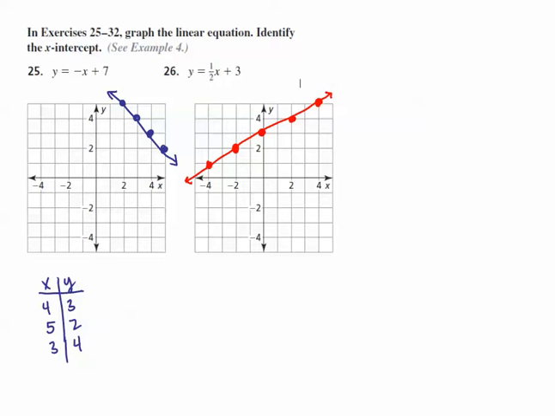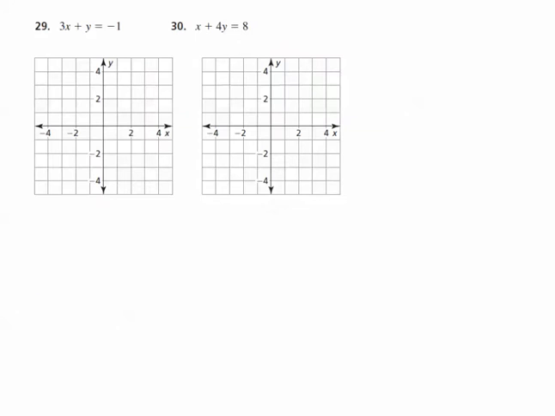All right, so how do we graph an equation in slope-intercept form? We plot the y-intercept. Then we use the slope to find additional points, and draw the line through the points. With number 29 and 30, we can't directly identify the slope and intercept, so we have to solve for y first. So if we had 3x plus y is equal to -1, we're going to subtract 3x on both sides, and that gives us y is equal to -3x minus 1.